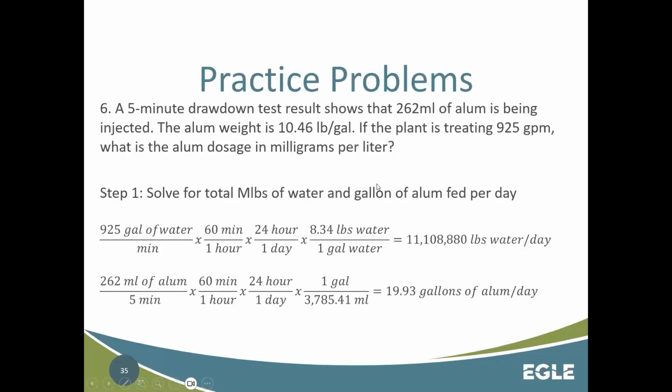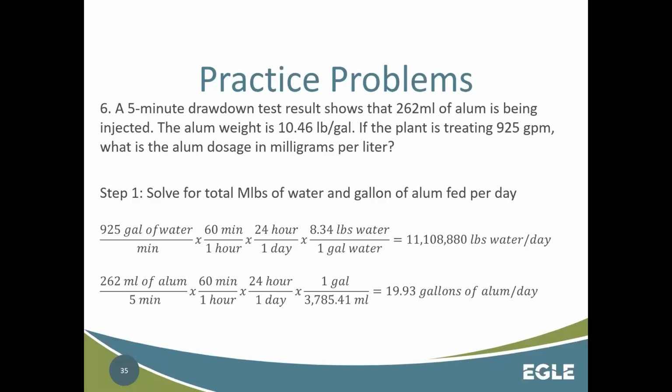We'll see if we can do a bonus test problem here. A 5-minute drawdown test result shows that 262 milliliters of alum is being injected. The alum weight is 10.46 pounds per gallon. If the plant is treating at 925 gallons per minute, what is the alum dosage in milligrams per liter?